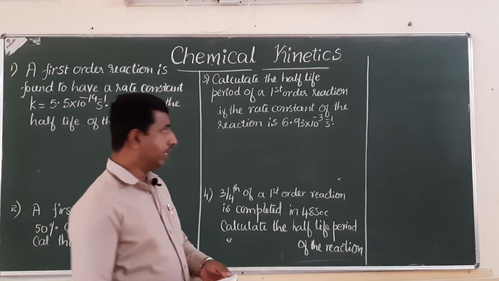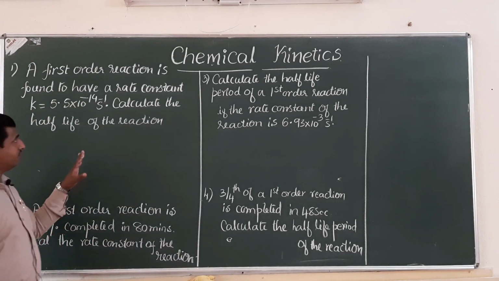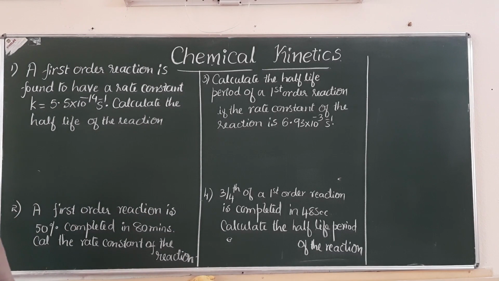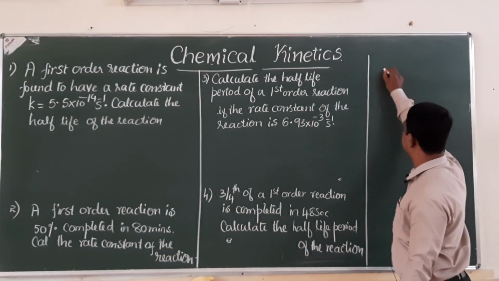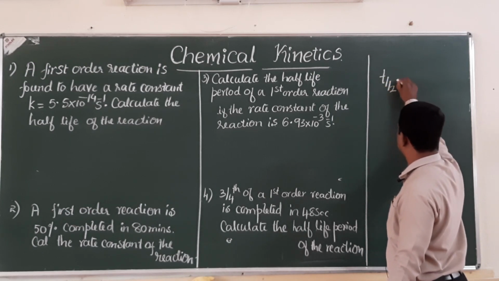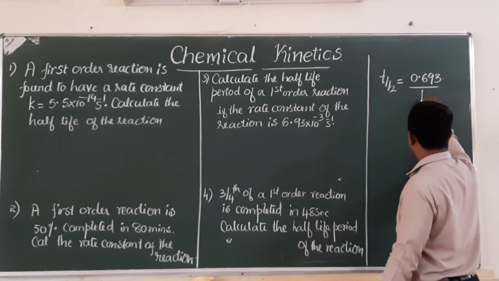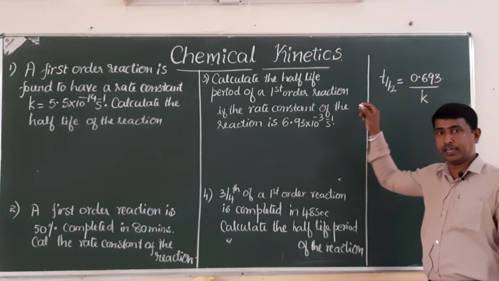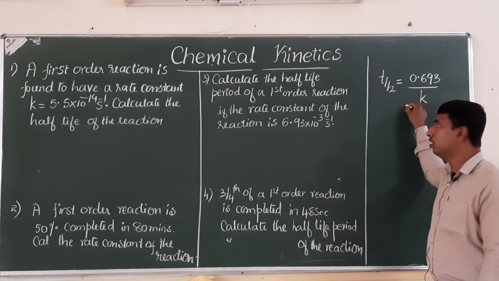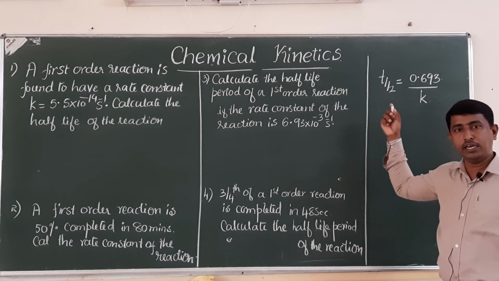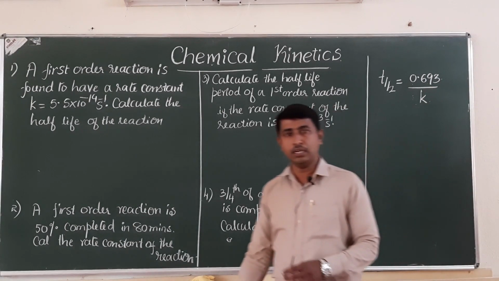Hello everyone. In today's class, we are going to solve numerical problems based on the half-life period of a first order reaction. In the last class, we derived one expression for half-life period, that is T half equal to 0.693 by K. This is the expression for half-life period of a first order reaction.